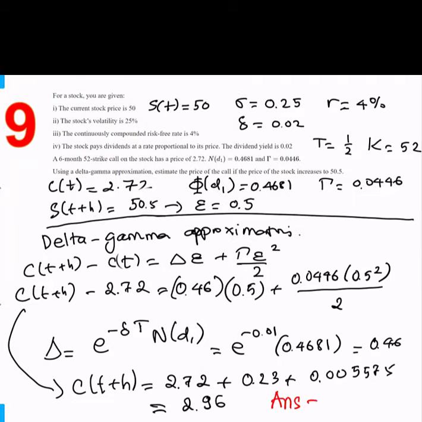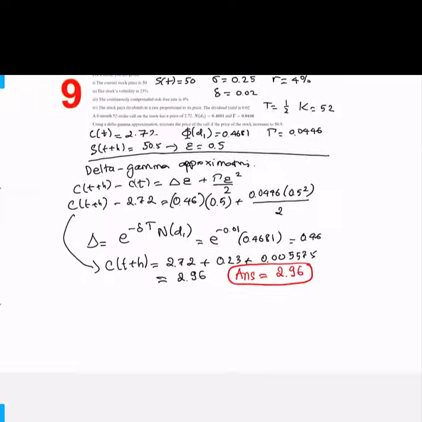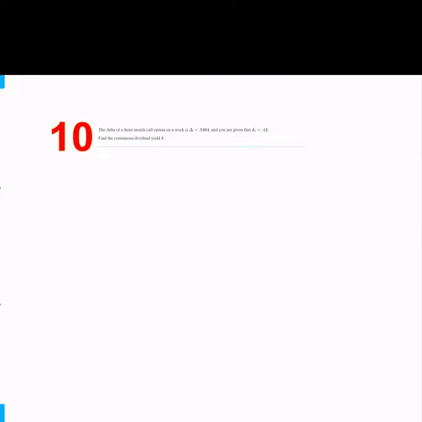So the answer here is 2.96. That's the answer for this problem. Alright, next problem.